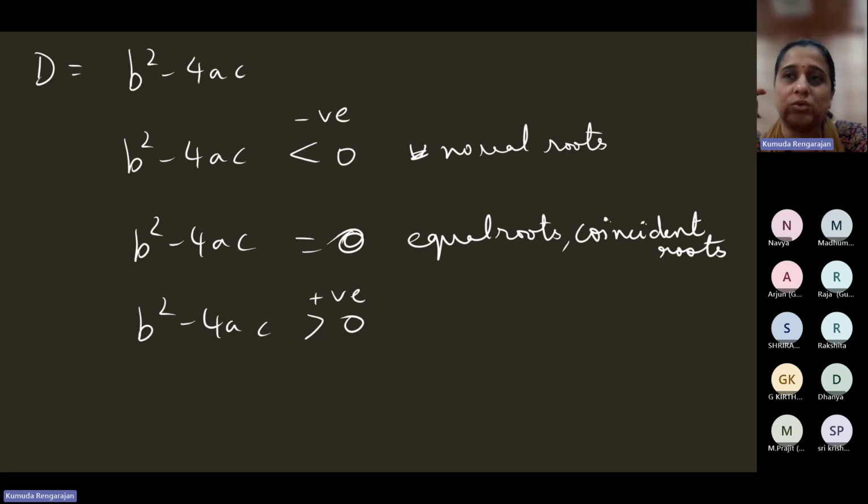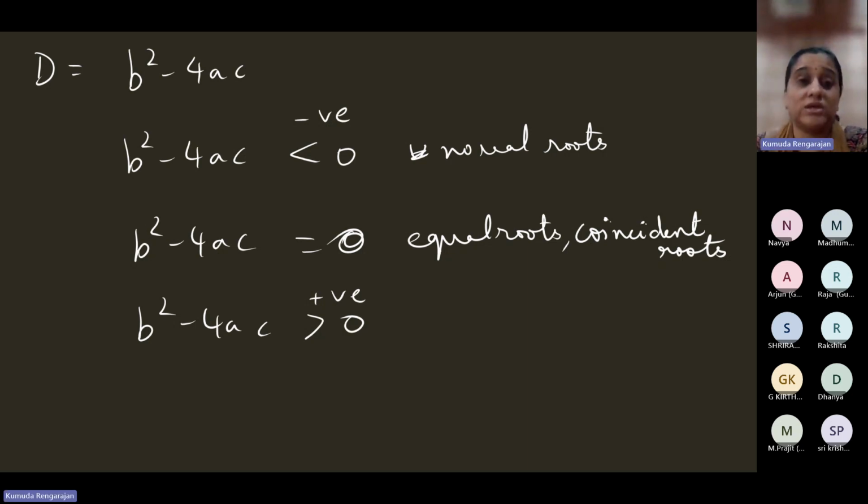You're given a quadratic equation where there's a missing factor k. Find the value or values of k for which the given quadratic equation will have coincident roots. Coincident roots meaning equal roots. Equal roots meaning D is equal to 0. So you'll have to work with that condition, D is equal to 0, b squared minus 4ac is equal to 0. On working that, you can find the value or values of k.